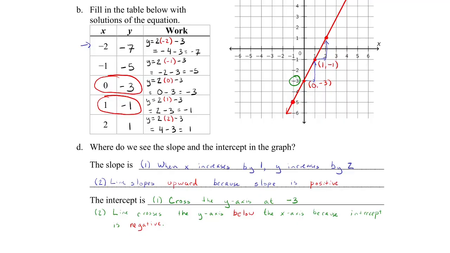Why do I do this positive-negative stuff? Because sometimes when we're working on something like this, we can get a little bit turned around. And so making sure you have the right general shape. Does your line slope upward or downward? Does your line cross the y-axis above or below the x-axis? Can help you make sure that you have the right line. Let's see another example.